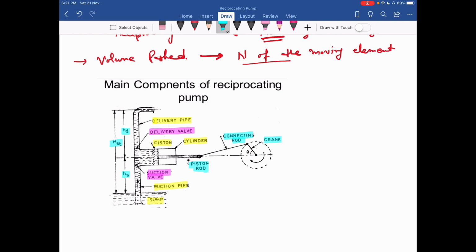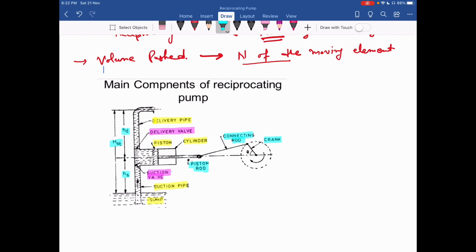Now here we have two important valves. One is the delivery valve, the second one is the suction valve. These are non-return valves, or unidirectional valves. In such valves, liquid is allowed to go along one direction only. So that is the suction valve and the delivery valve.